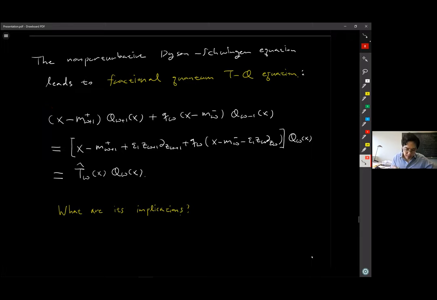So here, the M's which are appearing here and here are hypermultiplet masses. Q's are the counting parameters for the fractional instantons. And z omegas are the ratio of them. So on the left hand side, we have the shifted Q observables, the shifted correlation functions. And on the right hand side, we have certain differential operators acting on q omega.